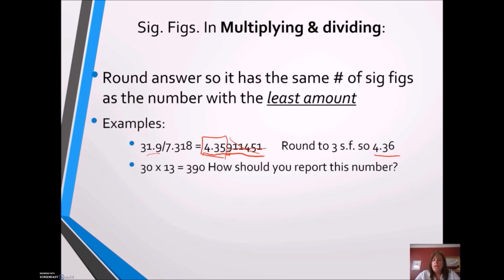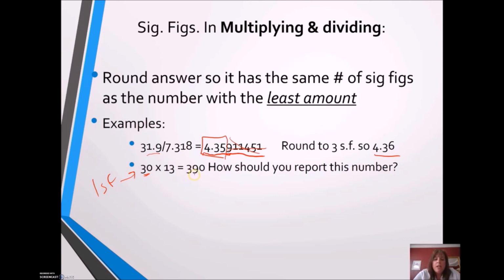This one's kind of tricky. If I take 30 and I multiply by 13, I get 390. How should I report this number? Well, remember, zeros at the end are not significant, and that means that this 30 only has one significant figure, which means this 390 can only have one significant figure.